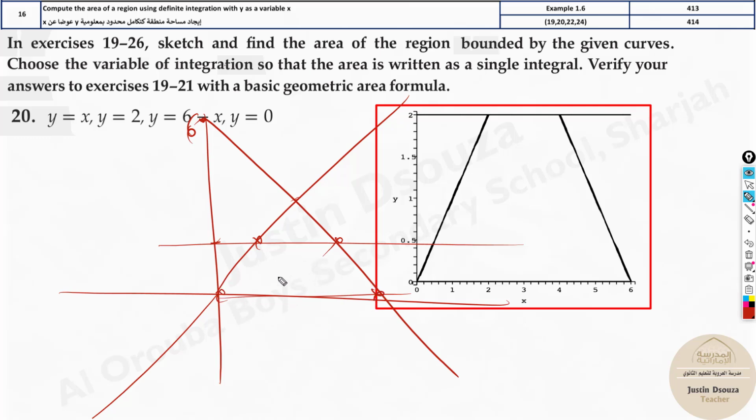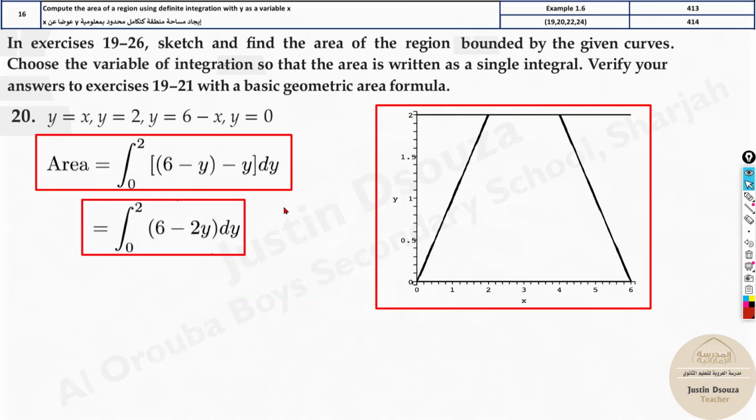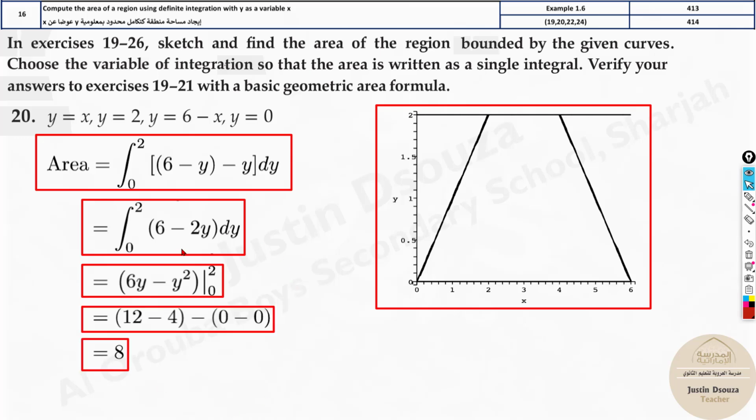Here the limits are very easy. Why? Because we know the base is at 0, y is equal to 0, and this is at 2. So the limits are 0 to 2. So we don't need to solve the intersection at all. From the figure itself, you can get 0 to 2. Substitute, solve it up. This is how we do it.